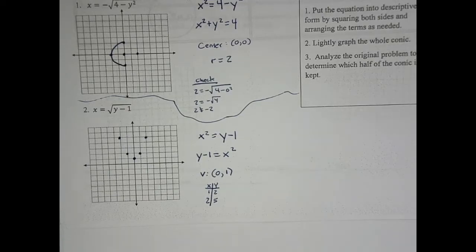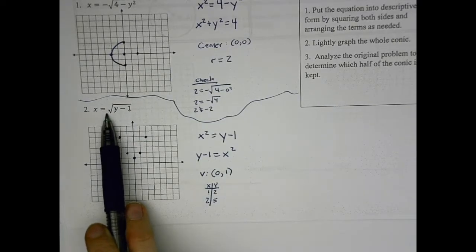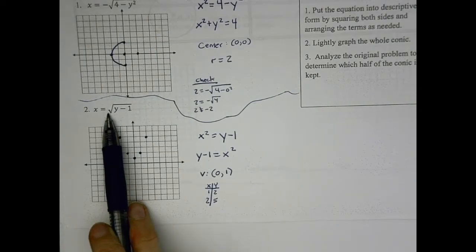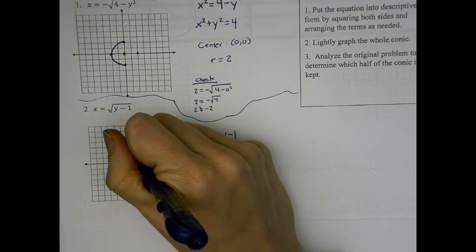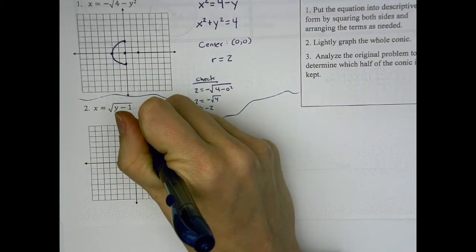Okay, so the same thing, we need to look at that original problem, determine which half conic is going to be kept here. And so looking at this, I noticed that my original problem is an x equals, so I know I'm keeping right or left. And in this particular case, this is x equals a positive. So we have to figure out, well, which side, left or right, would x be positive on? And that would be right. And so we're keeping this side here.